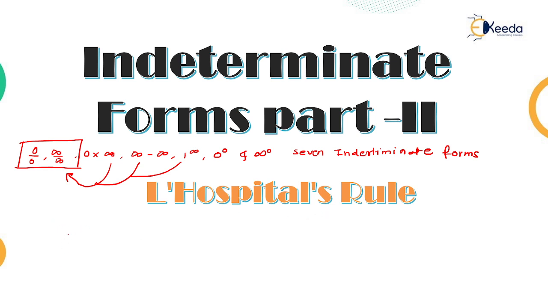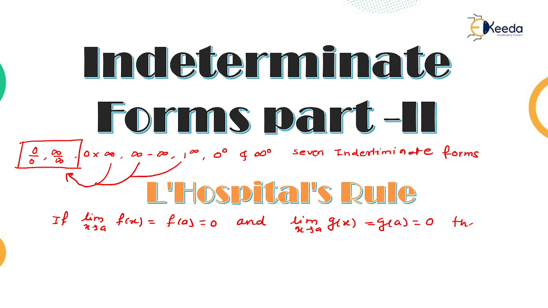What is the L'Hospital rule? If the limit as x tends to a of f of x, that is f of a, is equal to 0, and the limit as x tends to a of another function g of x, that is g of a, is also equal to 0, where f of x and g of x are functions of x, then we have to use the L'Hospital rule, guys.